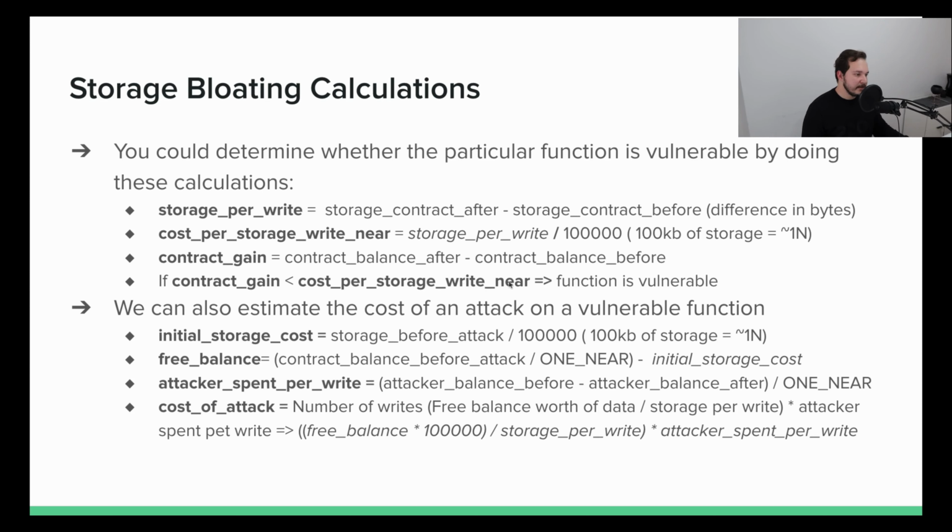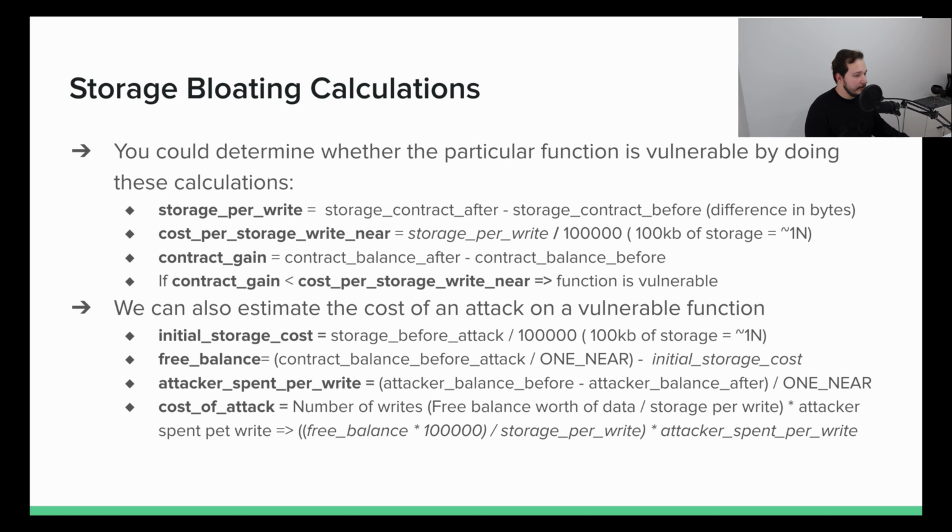And if that's the case, the function is vulnerable, since the contract earns less money than the contract spends on keeping that storage every time a user calls this function. So it's more expensive for the smart contract to keep new storage through this function compared to the amount of money the contract gains. And then afterwards, we can estimate the cost of an attack on a vulnerable function.